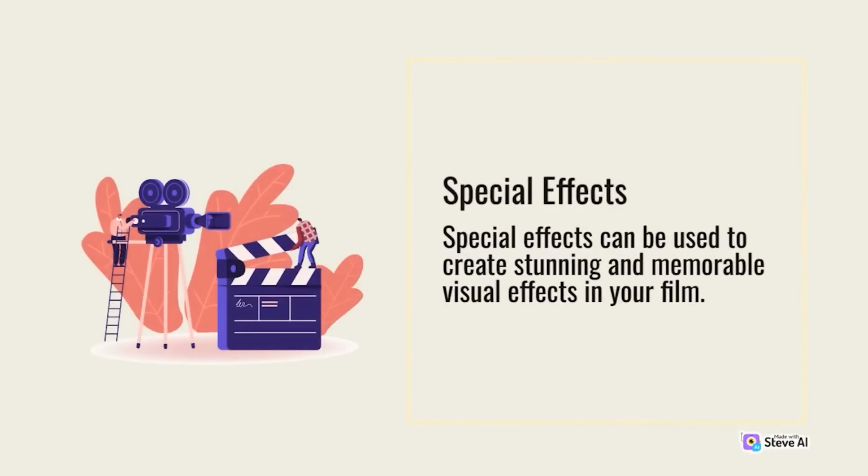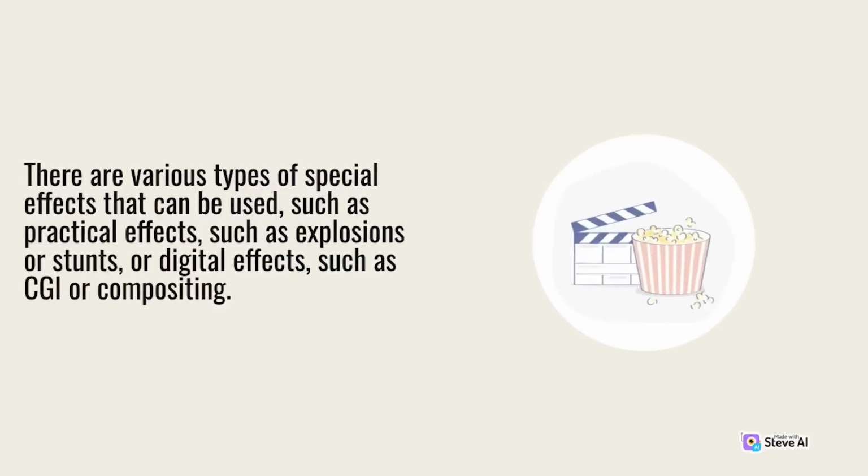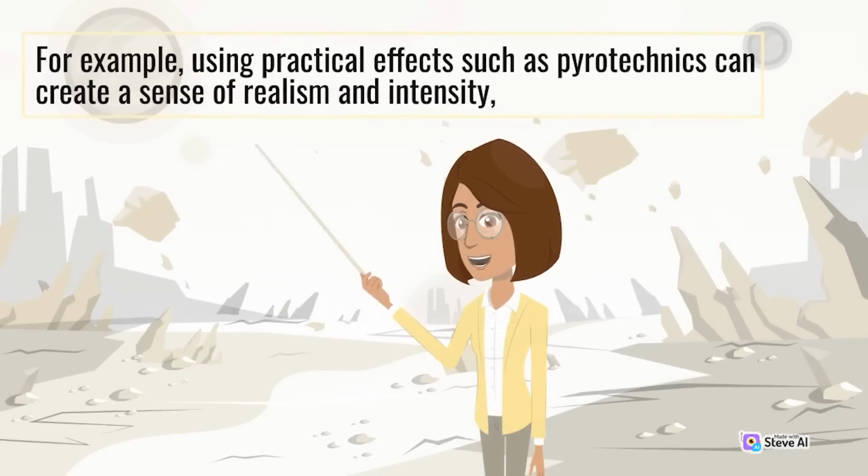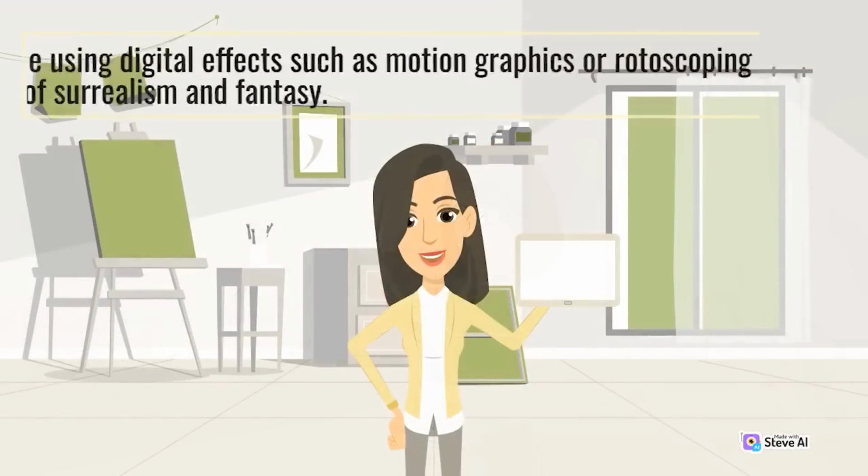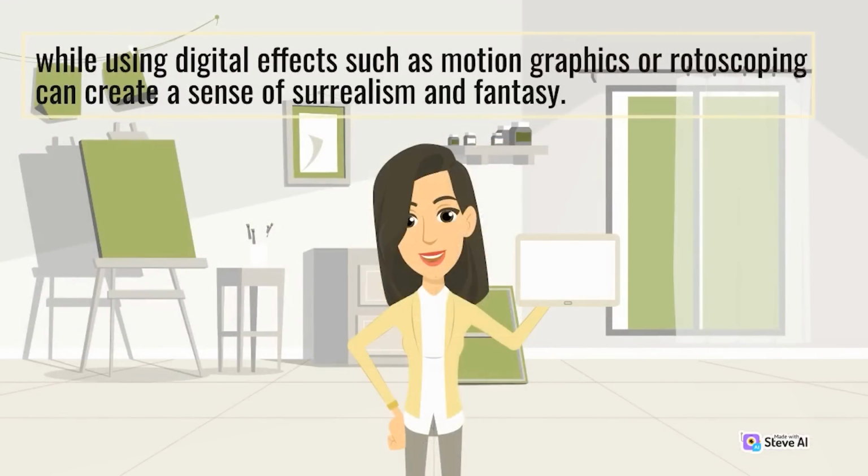Special effects. Special effects can be used to create stunning and memorable visual effects in your film. There are various types of special effects that can be used, such as practical effects, such as explosions or stunts, or digital effects, such as CGI or compositing. For example, using practical effects such as pyrotechnics can create a sense of realism and intensity, while using digital effects such as motion graphics or rotoscoping can create a sense of surrealism and fantasy.